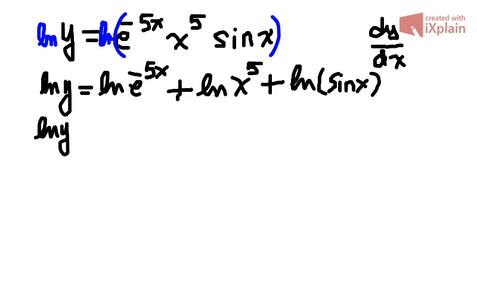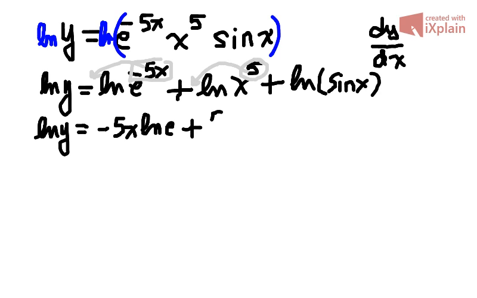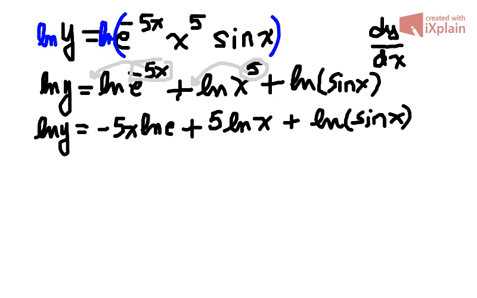So ln y on the left hand side equals, now first law of logs, log of a power, so that exponent will multiply at the front, minus 5x ln of e. Same thing will happen with the second term. Power, exponent comes to the front, 5 ln x, plus, no simplifying to be done here, ln of sine x. Now, a bit more simplifying here: ln e equals 1, so we can just ignore that, and it will be negative 5x times 1, negative 5x.